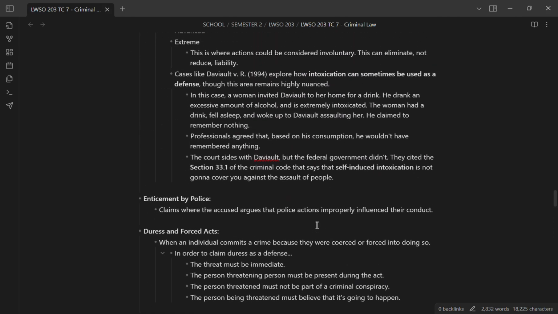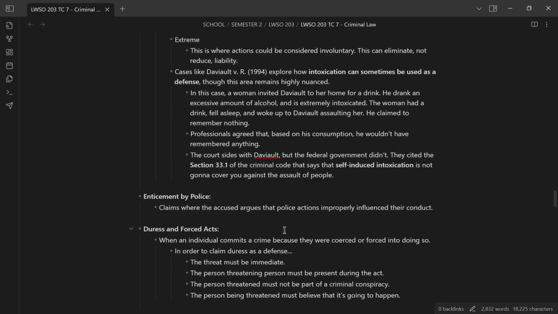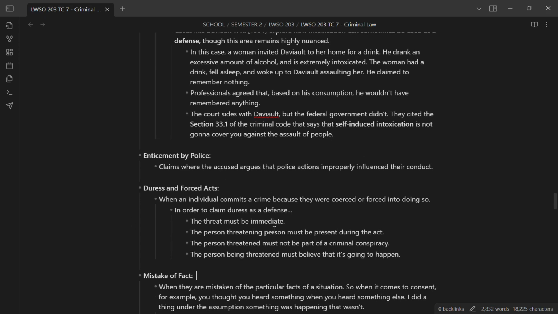We have another big one next, so we're just going to go through what we just talked about a little bit. Another defense, we have intoxication. There are 3 levels to it: mild, advanced, and extreme. The extreme level is where actions can be considered involuntary, but under Section 33.1 of the Criminal Code, it specifically says that self-induced intoxication is not going to cover you against the assault of people. Enticement by police is claiming that the police's actions improperly influenced your conduct into doing something, and duress, where you commit a crime because you were coerced or threatened or forced into doing so, but there's a list of qualifiers you need for that defense, right?